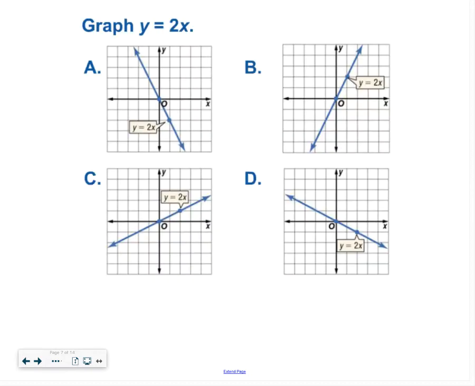So why don't you go ahead and see how you do with graphing this equation here. Hopefully you determined that the answer would be letter B, or graph B.